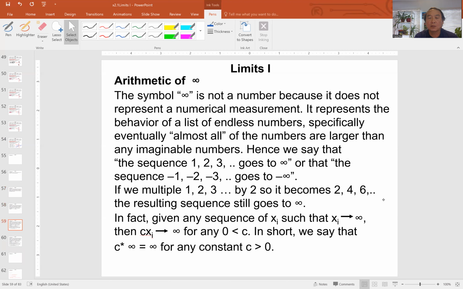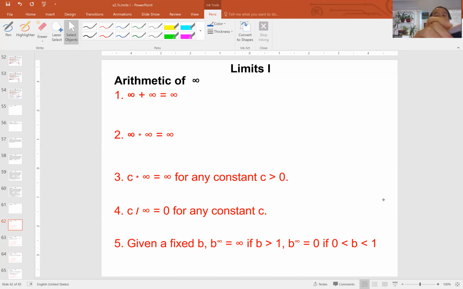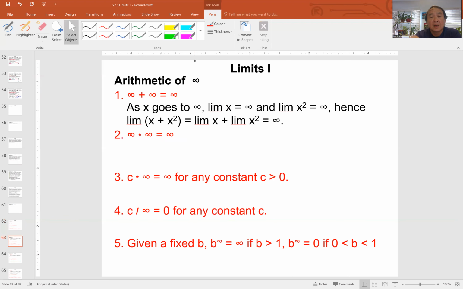But we do have certain rules about infinity, its behavior, that we can talk about. If I know two formulas go to positive infinity, then infinity plus infinity is going to be infinity. What do we mean by that? When x goes to infinity, x goes to infinity and x squared goes to infinity. If I add them, things get bigger and bigger, so of course the sum goes to infinity.